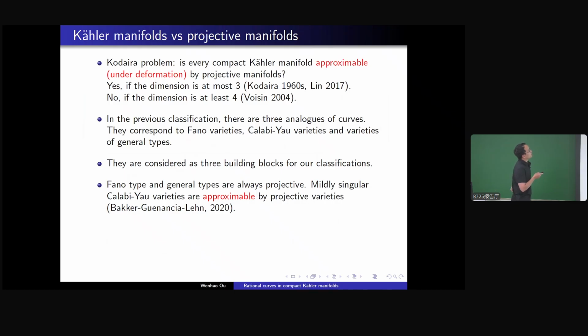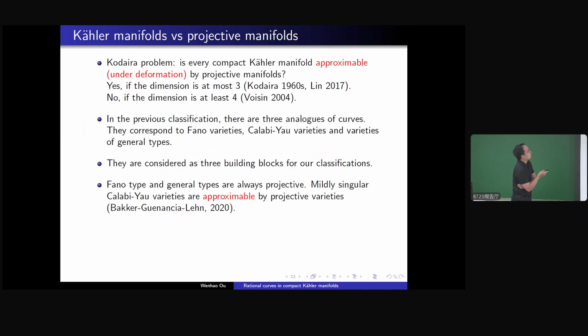And the answer is indeed negative, which might be surprising at that time. And this negative answer is given by Voisin. So when the dimension is at least 4, the Kodaira problem does not hold. It has a negative answer. And quite recently, Lin proved that the Kodaira problem also has a positive answer if the dimension is 3.